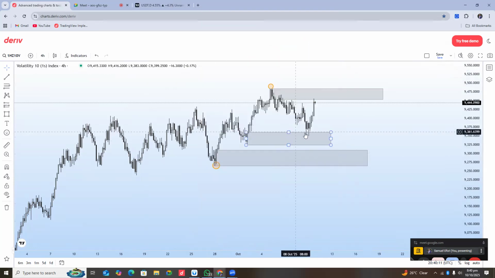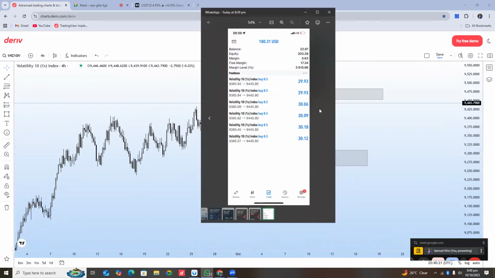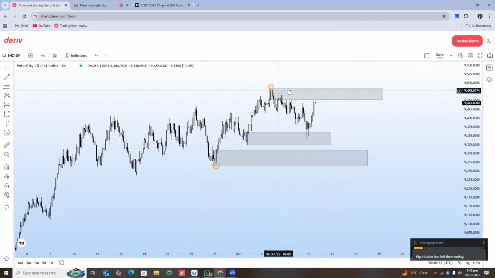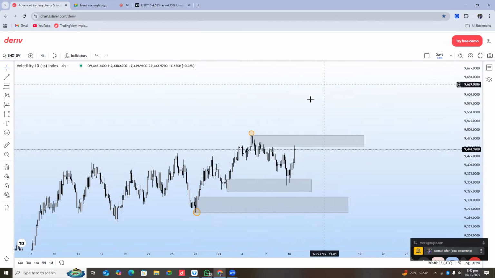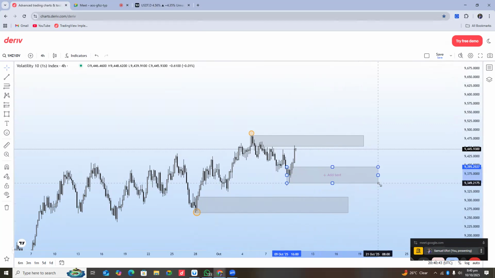After price tapped into this block, I looked for an entry on the 50 minutes and then I joined from there. And as you can see, I'm still holding it. I was hoping that it would break this. I'll just take my profit and then wait to see if it will drop back to this. Then I'll join again. Or if it breaks this, you know that it has to create another high, so that this one will become our new swing low.